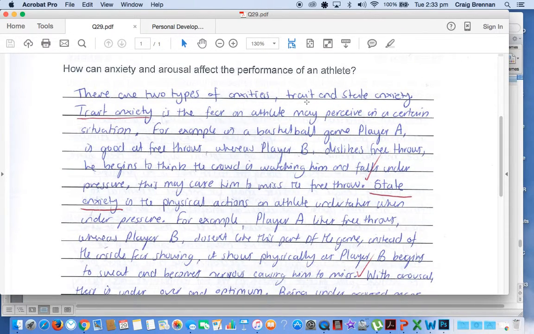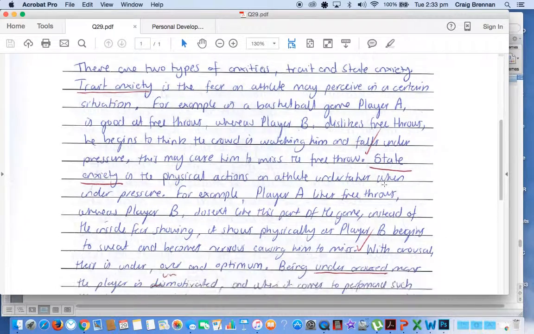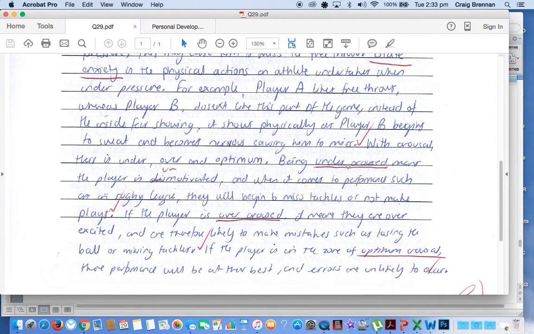Likewise, examples need to be given throughout. And people, again, confuse, as I said at the start, trait and state anxiety. But apart from that, most boys, I think, did okay in this answer. I wouldn't say it was great. I think boys did okay, but it's definitely having an understanding of trait and state with examples to go with it, which this student did. And then talking about arousal, whether it's under-aroused, over-aroused, and then even the optimal arousal.